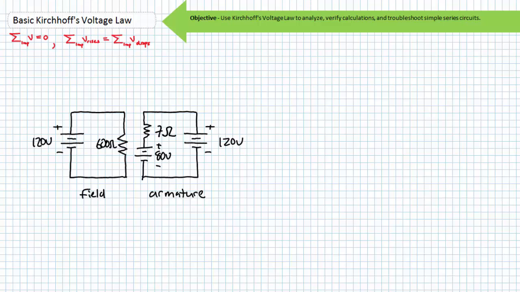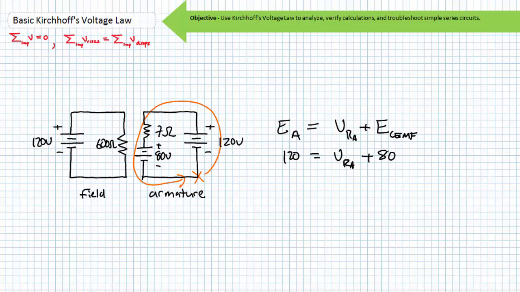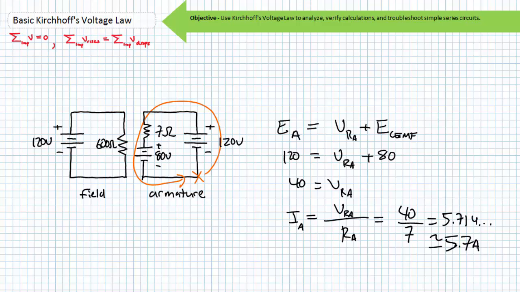We need to apply Kirchhoff's voltage law. Let's start here and travel in the indicated direction. We have a rise of our supply voltage to our armature, we have a voltage drop across the resistance of our armature and a voltage drop of our counter-electromotive force. Substituting the given values, we find the voltage drop across the resistance of the armature to be only 40 volts. We find the current draw to be equal to the voltage drop across the resistance of the armature divided by the resistance of the armature. 40 volts divided by 7 ohms yields a substantially reduced current draw of approximately 5.7 amps.